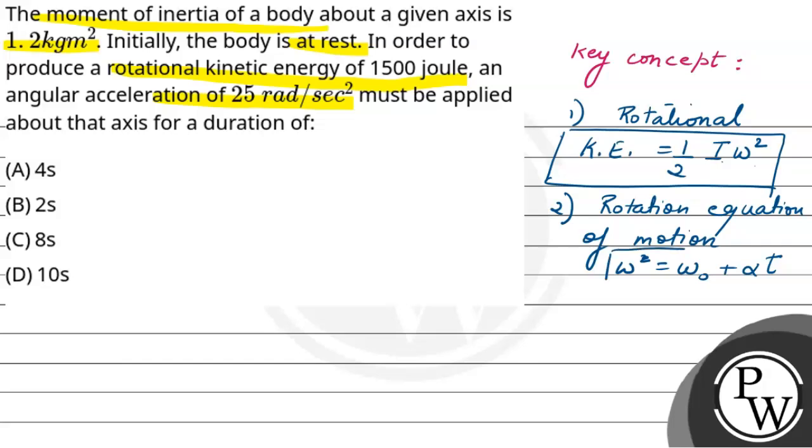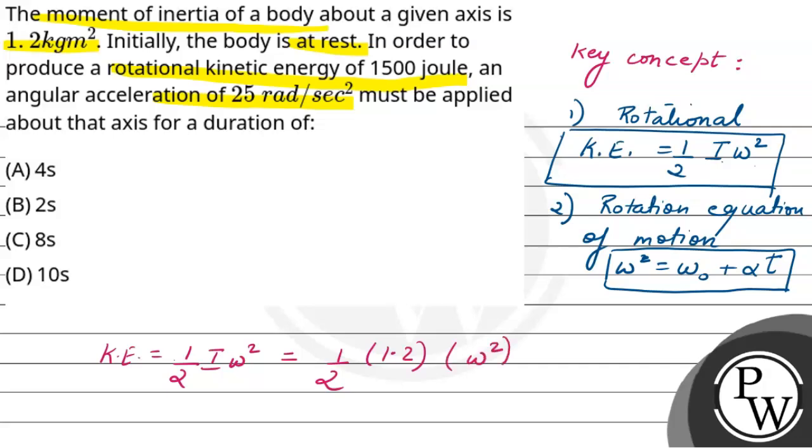Okay, so here we have to calculate the time period, the time duration. So for that we are provided with the rotational kinetic energy. So kinetic energy is half I omega square, which is equal to half, I is the moment of inertia, which is equal to 1.2 kg meter square, and omega square is not given, but the kinetic energy is equal to 1500 joules. So using this particular equation, we will be finding out the omega, the angular velocity.